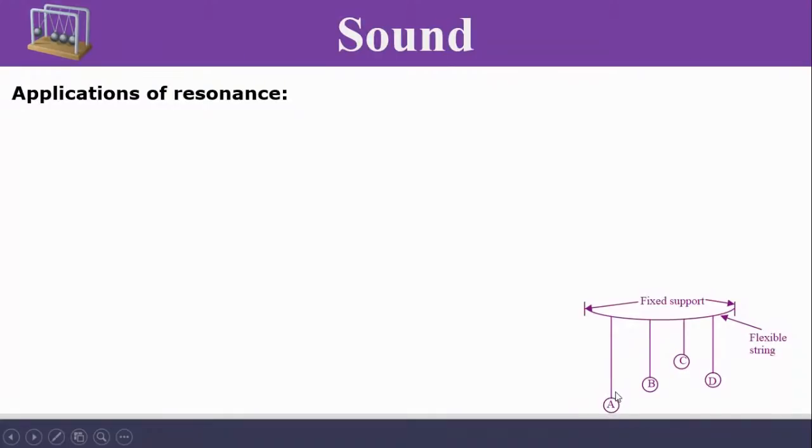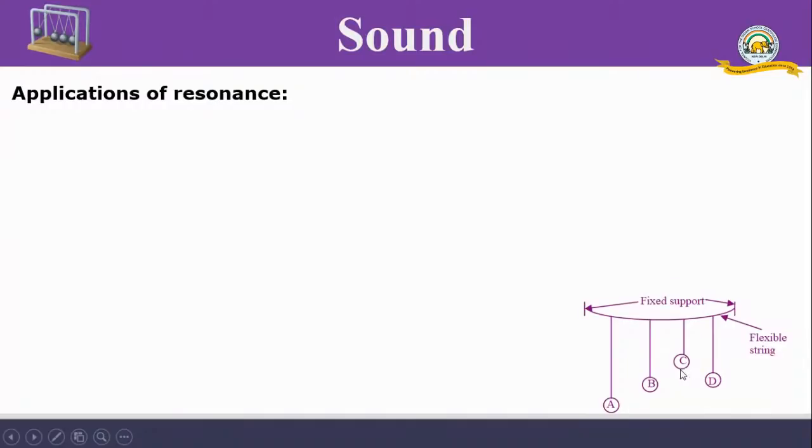But because of vibrations of A, it will transfer the vibrations to this flexible string. And therefore, the pendulums B, C, and D, all three of them will start vibrating. So natural vibrations of A becomes the forced vibrations for B, C, and D. Now, once these vibrations are picked up by B, C, and D, you will observe that all three of them, B, C, and D, will slightly vibrate, stop.